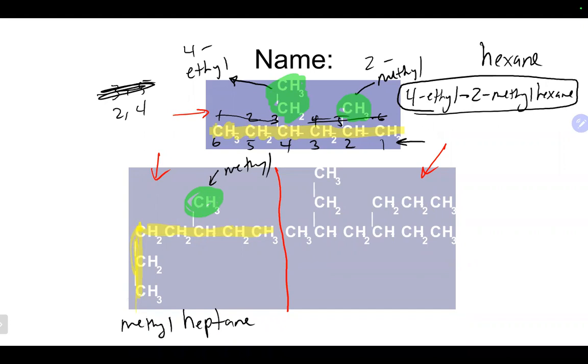So going kind of bottom up, we go 1, 2, 3, 4, 5. Right, 1, 2, 3, 4, 5. There you go. 6, 7. Going the other way, 1, 2, 3, 4, 5, 6, and 7. We would want to go in this direction as it will give our methyl group the smaller number, which is 3. And this would be 3-methyl heptane. Any questions on that name there?